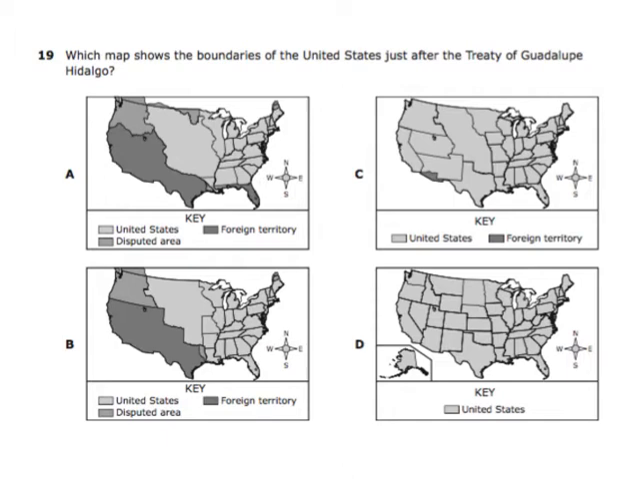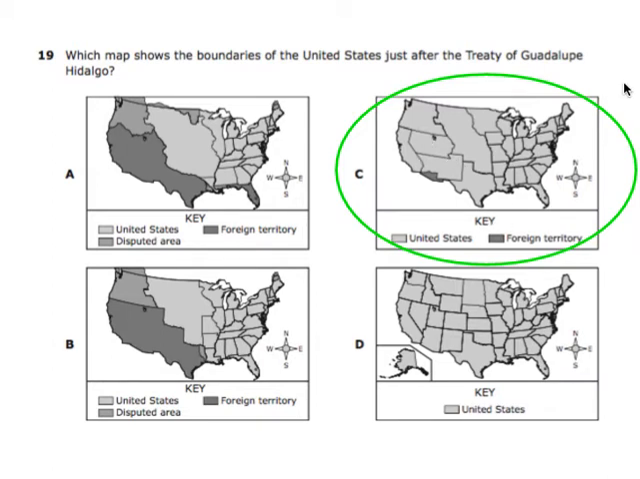Which map shows the boundaries of the United States just after the Treaty of Guadalupe Hidalgo? Yeah, so Treaty of Guadalupe Hidalgo, that sounds like Spanish words there, doesn't it? Well, think about it. That's after we gained the land from Mexico. So we gained all of that area, the area that you see right here in dark, that's foreign territory. We had all of that after that treaty.